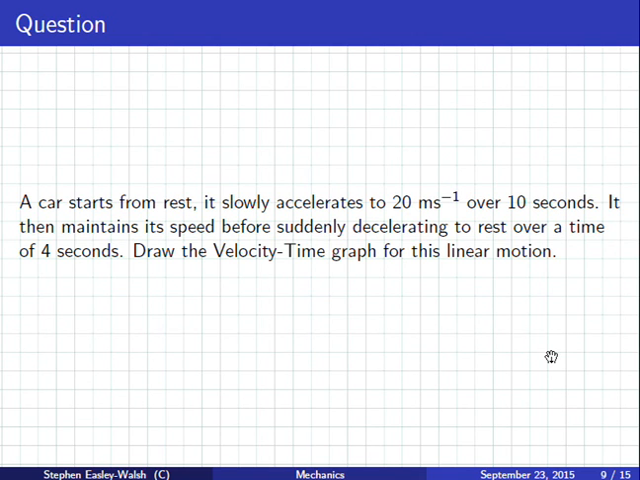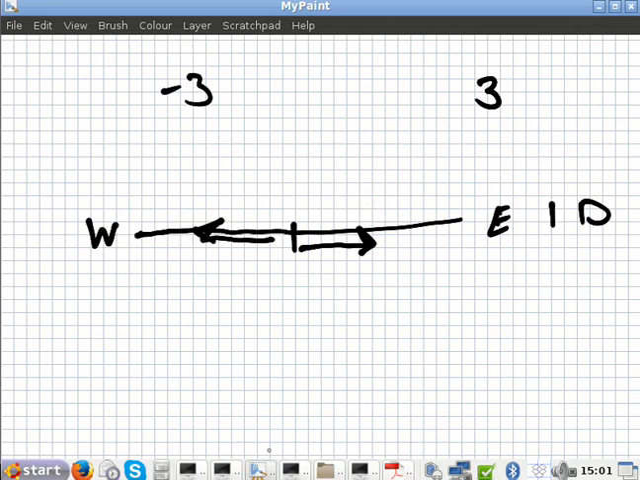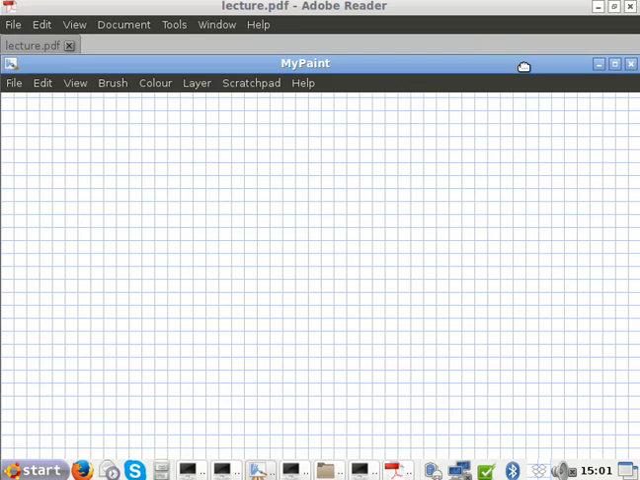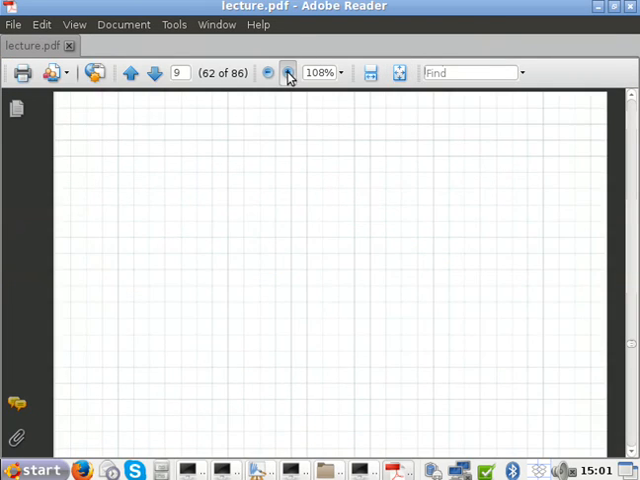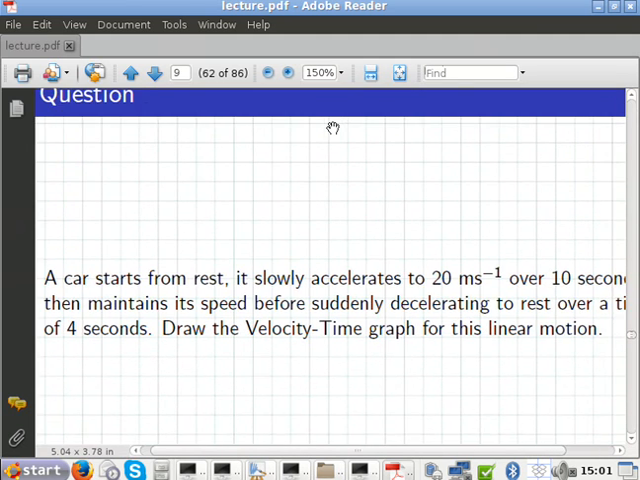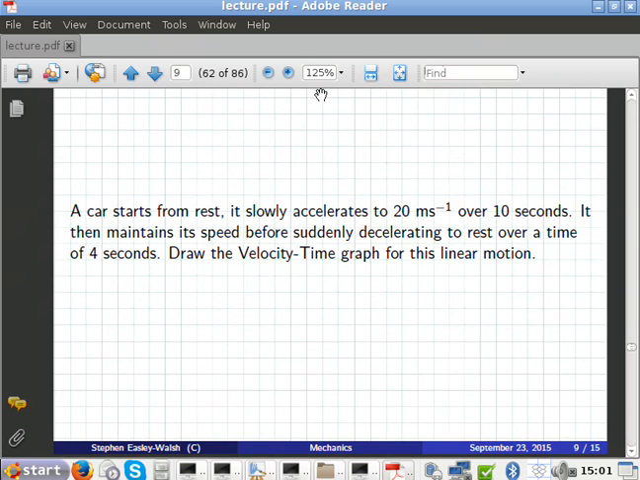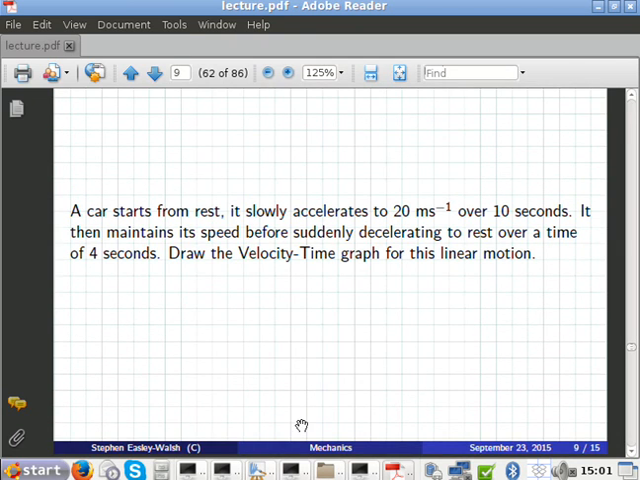So maybe what I can do is, because there's lots of words here, maybe I can have both open at the same time. That might be a bit messy. Actually, yeah, that might be okay. Does Adobe let you draw on the page? Is there an option to do that? It doesn't matter, I'll just squish it in underneath.